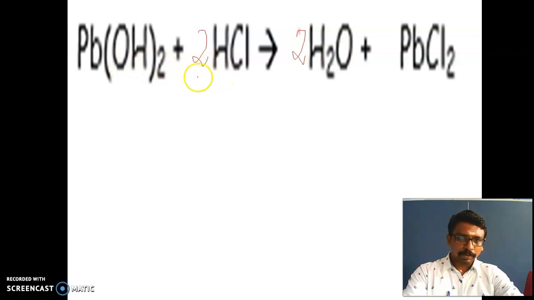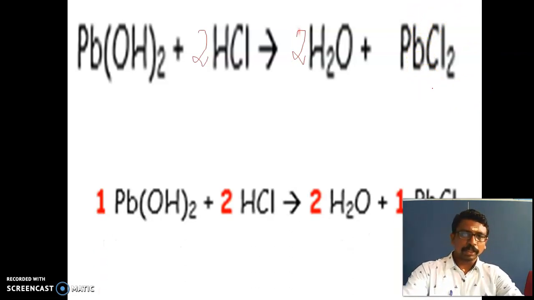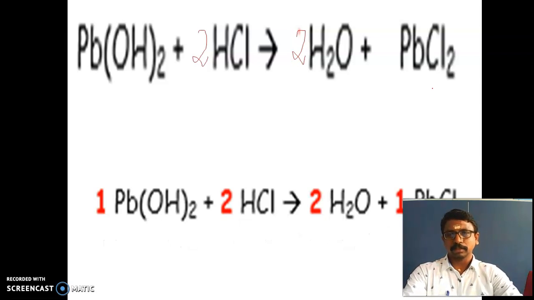Hydrogen, here it will be 4, and in the product also the hydrogen contains 4 number of atoms. And in chloride, in reactant it will be 2 number of atoms. In product also the chloride, it will be 2 number of atoms. Now the equation is balanced. That is 1 molecule of lead hydroxide plus 2 molecule of HCl, it will give 2 molecule of water plus 1 molecule of lead chloride.